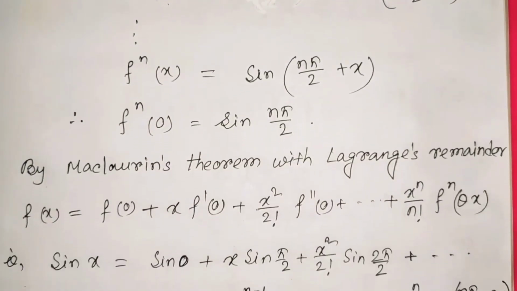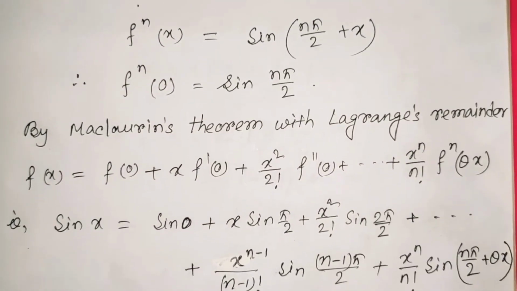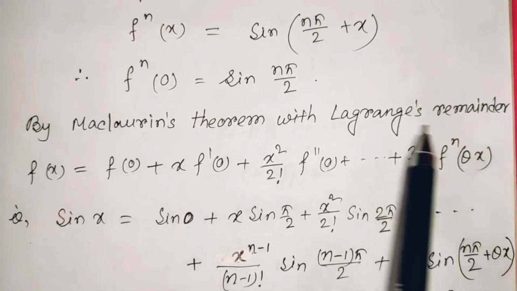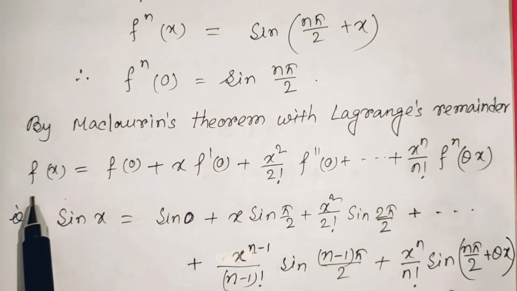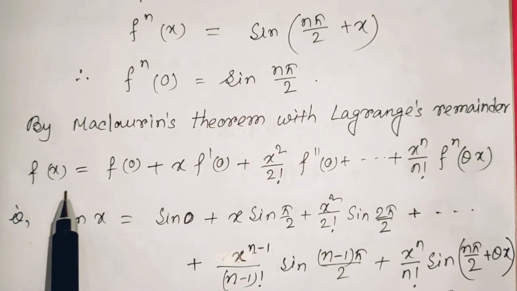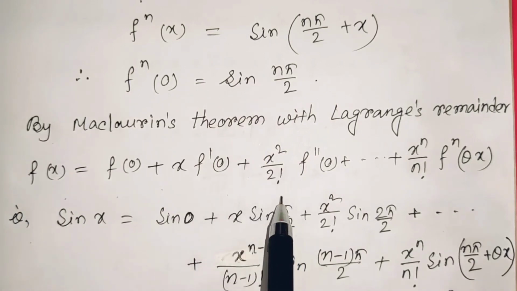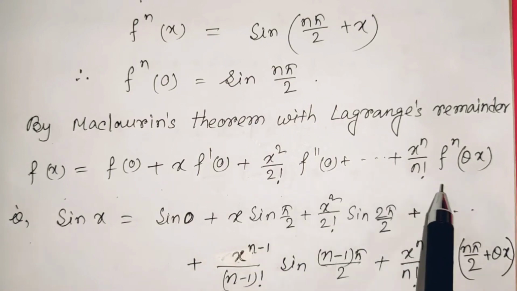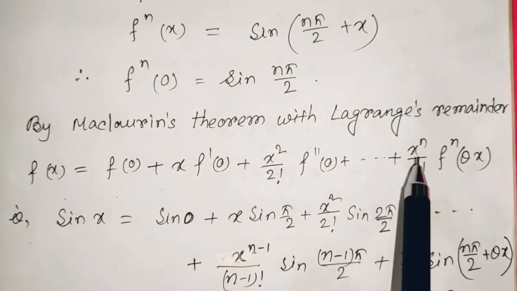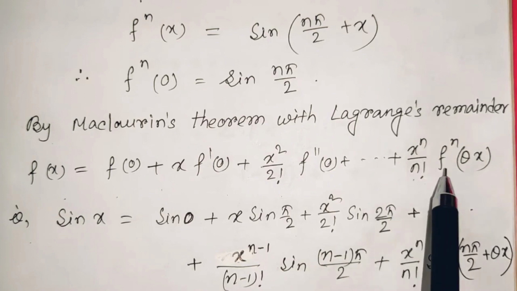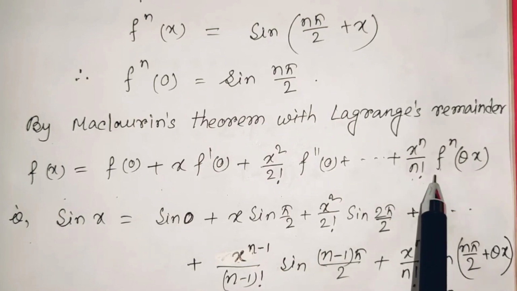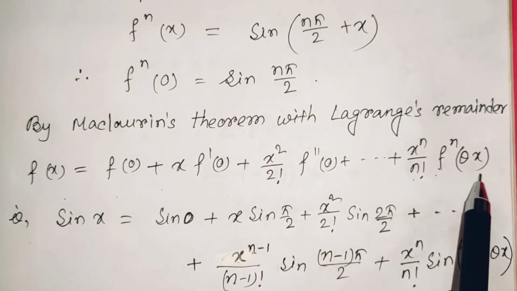Now by Maclaurin's theorem with the Lagrange form of remainder, that means this is the finite case, here we will have the series as f of x is equal to f of 0 plus x into f dash 0 plus x square by 2 factorial f double dash 0, and the last term, that means the nth term, is x to the power n by n factorial into the nth order derivative of f at the point theta x.